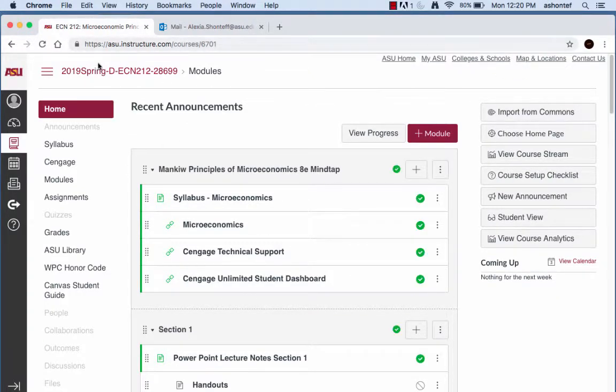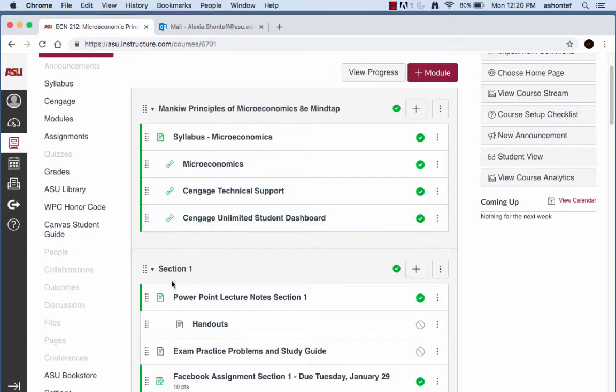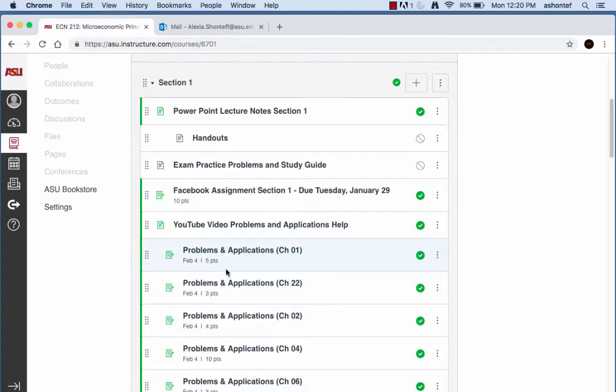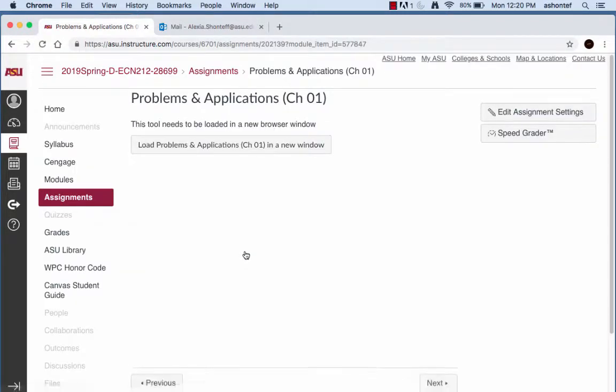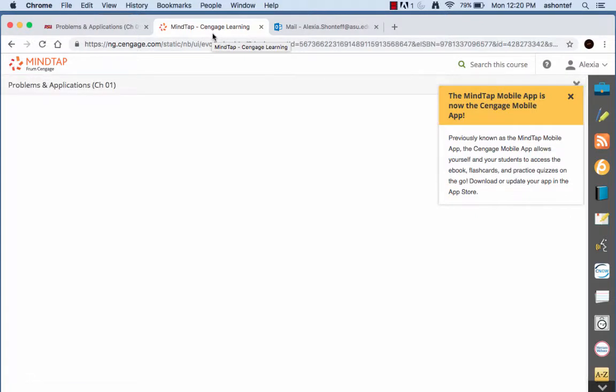That will take us to the Canvas homepage, which is the only place you ever really need to go in the Canvas page. And we'll scroll down. We're in section 1 right now. And the first multiple choice set of problems and applications, chapter 1, we'll click on that link, and it may open up automatically, or you may get this where it says load problems. So I'm going to go ahead and click that, and it will open up, as you'll see, in a whole new tab, and you might have to wait a few seconds here and there.